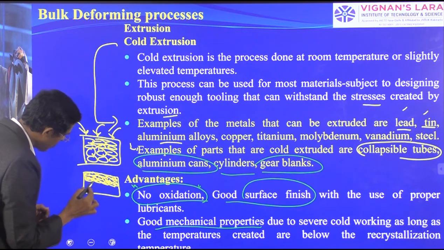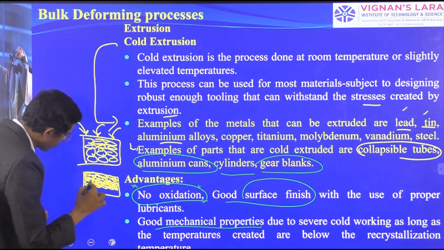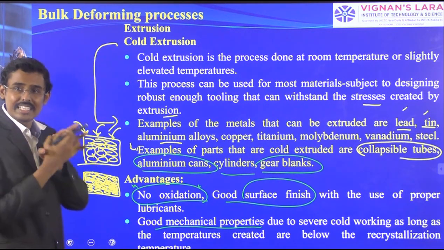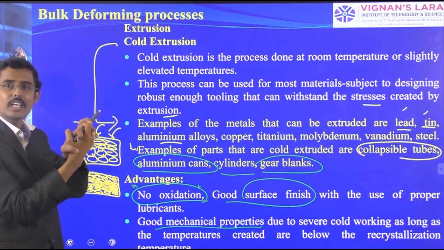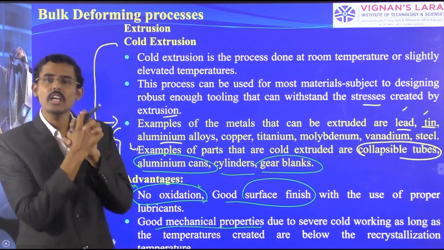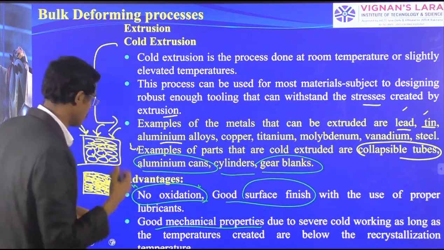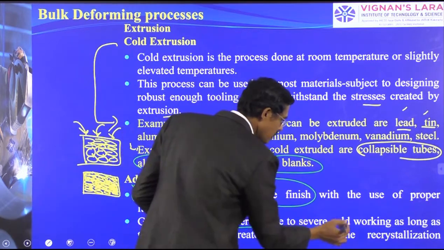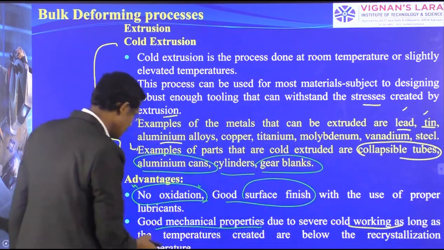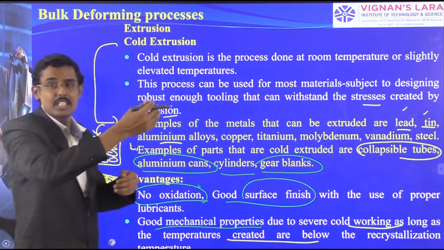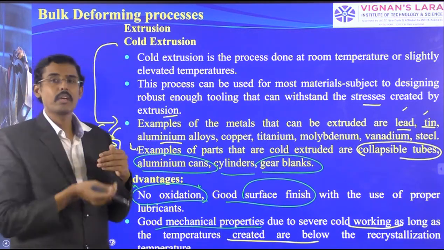Even though the grains are the same, here they are elongated and also tightly bonded at the same size. So what happens? We are getting finer grains, compressed grains, which means we are forming stronger grains there. The stronger grains create good, strong mechanical properties. Tensile strength we can increase. So good mechanical properties are due to severe cold working, as long as the temperature is below the recrystallization temperature. Only after the recrystallization temperature will these grain or microstructural changes occur.